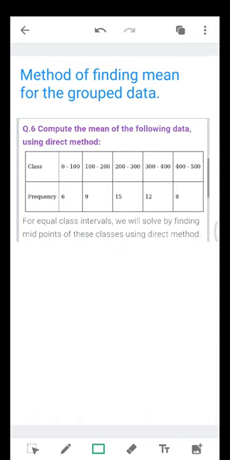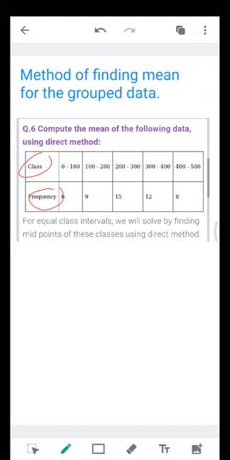Here is a question. Compute the mean of the following using direct method. As I already said, we have three methods for finding mean. The first one is the direct method. So the question is given here, the classes are given and the frequencies are given.